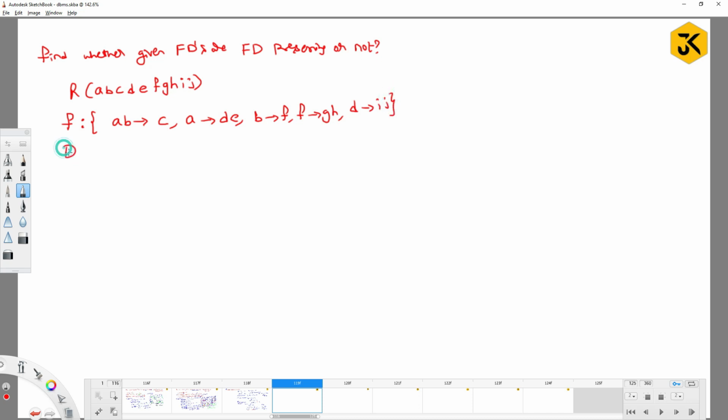And the set of decomposed relations they mentioned as capital D, and the decomposed relations are ADE, DIJ, BF, FGH, and the last relation is ABC. So guys, they have clearly given the relation R with a set of functional dependencies and a set of decomposed relations. We have to determine whether it is FD preserving or not. Can you tell whether it is attribute preserving?